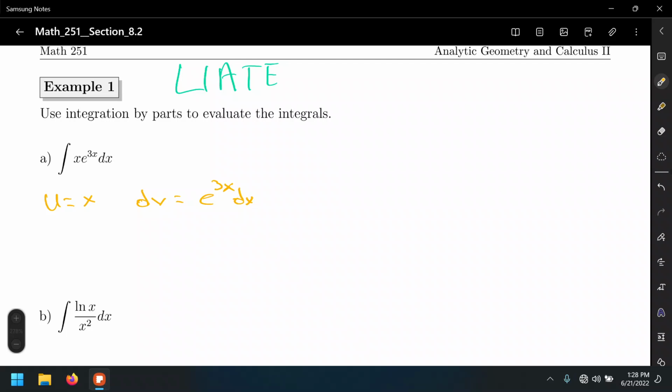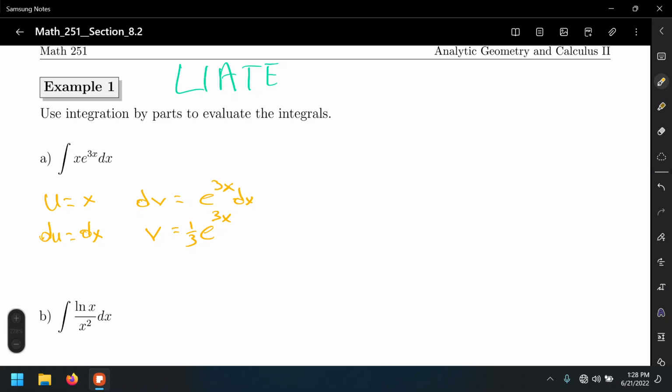Differentiate it. What do we do with the dv? Integrate it. So du will be the derivative of x, which is simply dx. And then for the dv part, the integral of e to the 3x, well, recall that the integral of an exponential is itself times 1/3 in this case, right? We divide. If for the derivative we multiply by the derivative of 3x, well, for the integral we should do the opposite, which is to divide.